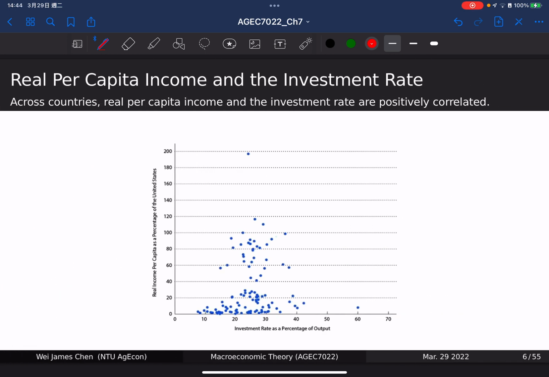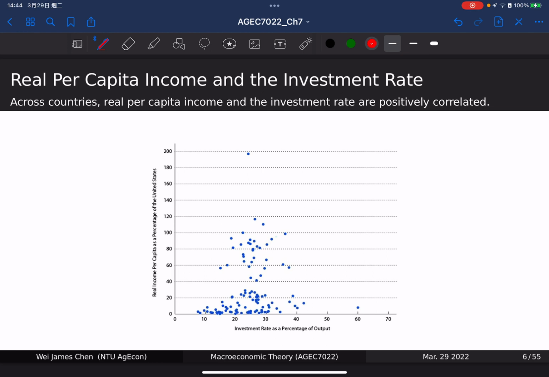But what caused economic growth? Across countries, this is a graph where the y-axis is the real income per capita, as a percentage of the U.S. So basically this is the U.S., because that's 100% of the U.S.